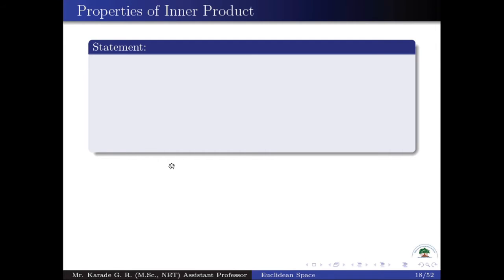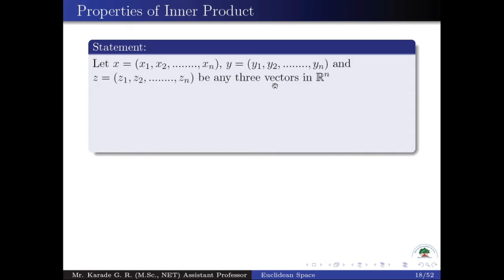So there are some properties of inner product we state here. First of all, we write the statement of these properties. The statement is: let x = (x1, x2, ..., xn), y = (y1, y2, ..., yn), and z = (z1, z2, ..., zn) be any three vectors in Rn, and alpha belongs to R be any scalar.